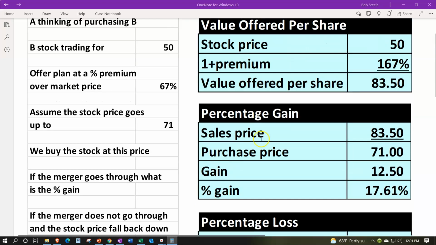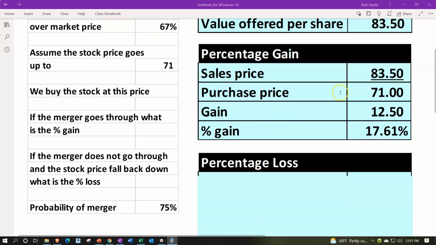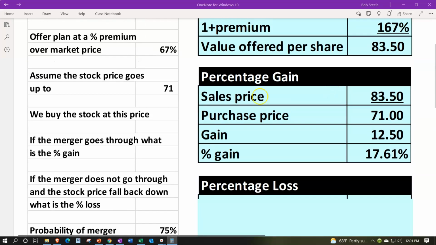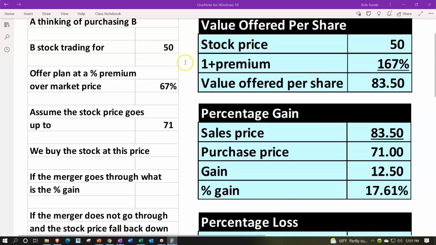So then we can ask, what would happen if the merger doesn't go through and we don't get the 83.50 from the merger going through? We assume the stock price goes back down from the 71 to the 50. The reason it's at 71 is the likelihood that the merger goes through; the stock market responded positively. Why didn't it go up to 83.50, the value that A is thinking of offering B per share to buy out? Because it's not for sure that the offer is going to go through. So there is some risk involved there.